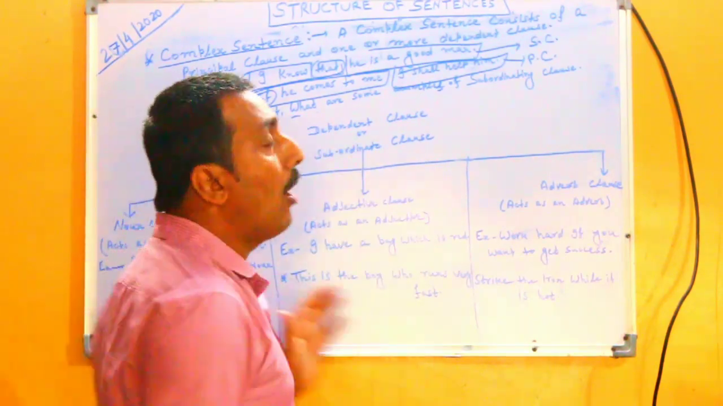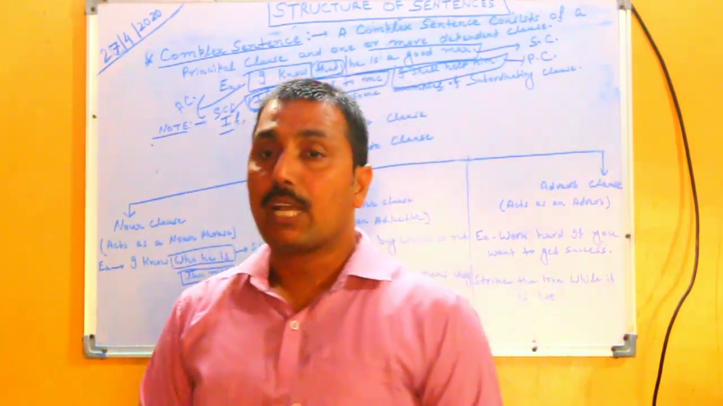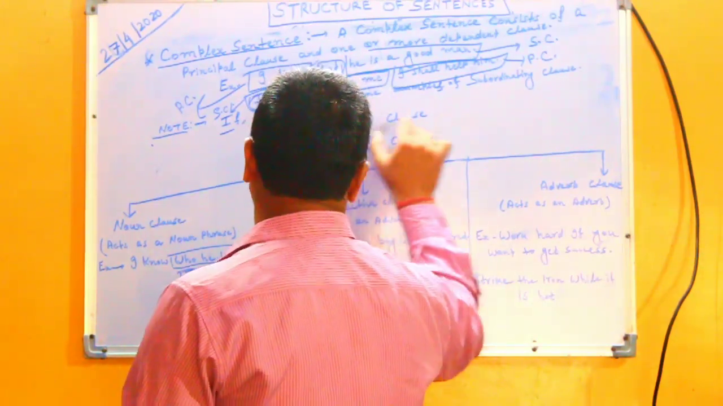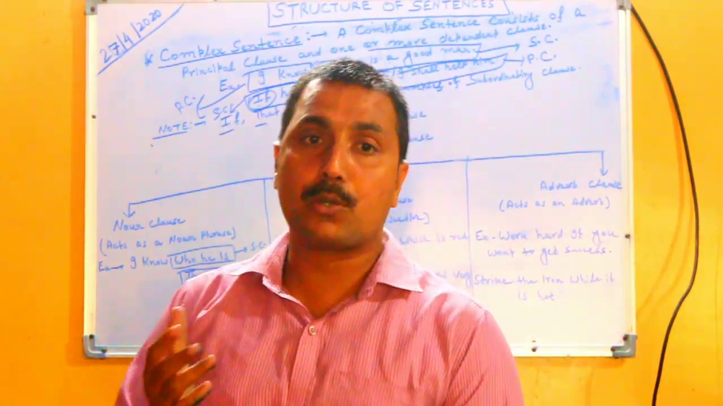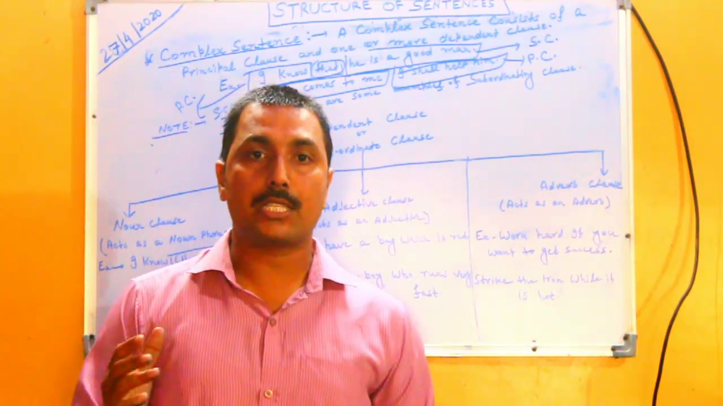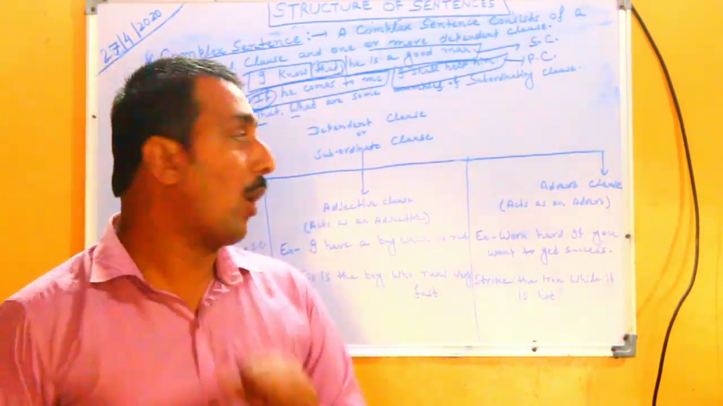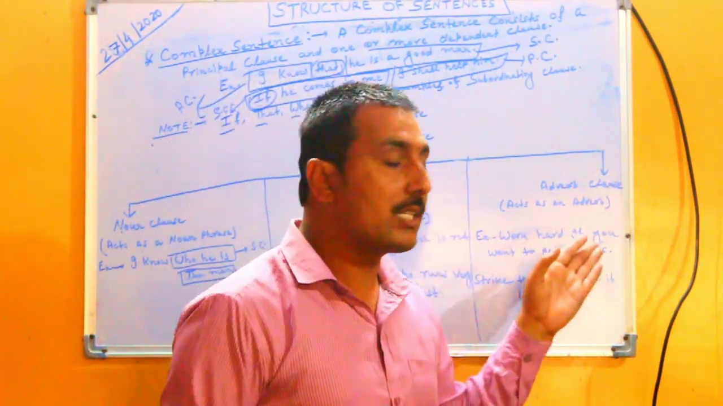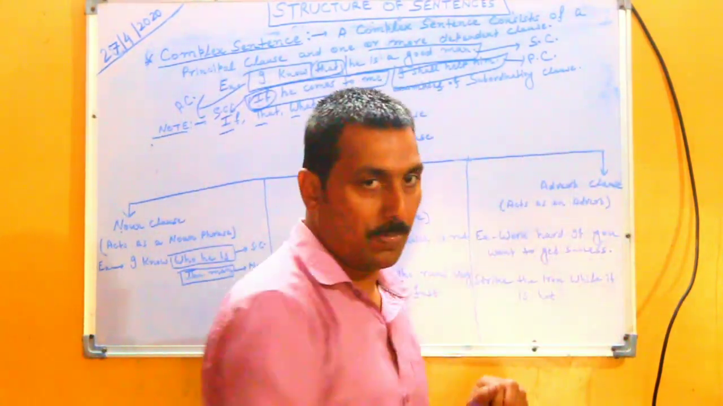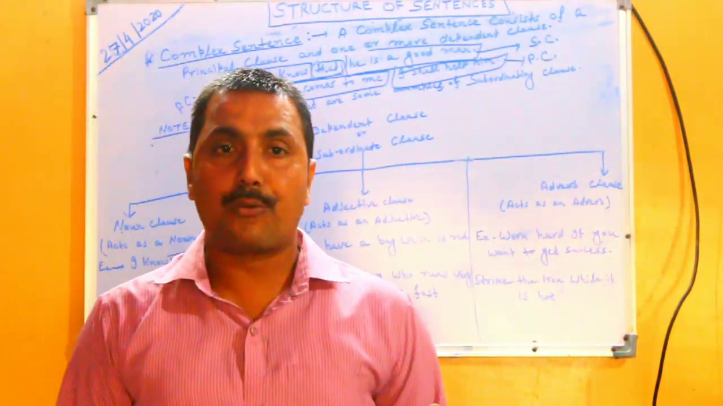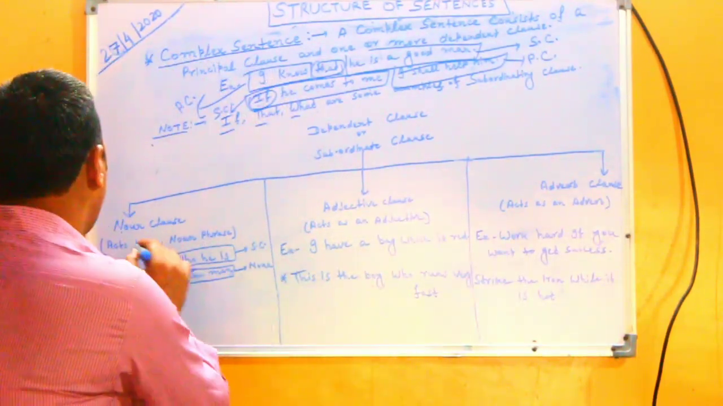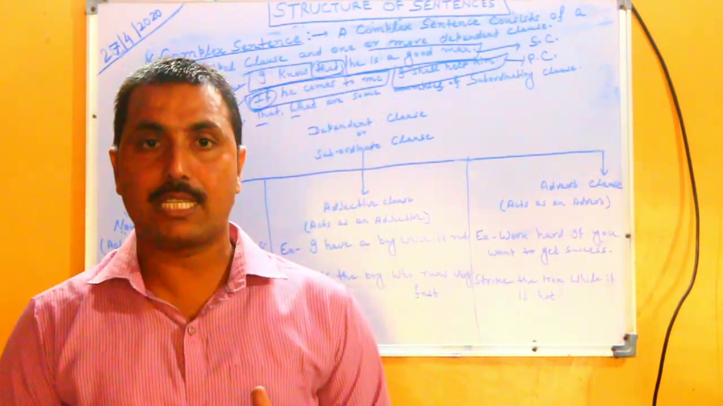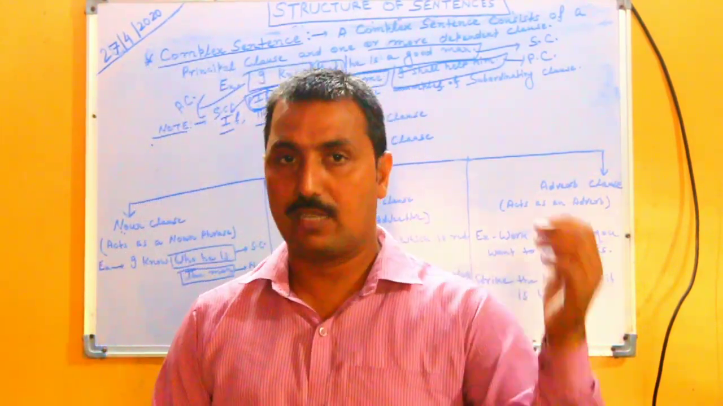So it is very clear about the structure of sentences. Now we will move to our next point, that is the kind of dependent clause or subordinate clause. There are three kinds or types of subordinate clause. First one is noun clause, second one is adjective clause, and third one is adverb clause. So it is very clear from its name only that noun clause, it is a kind of subordinate clause which acts as a noun or noun phrase.